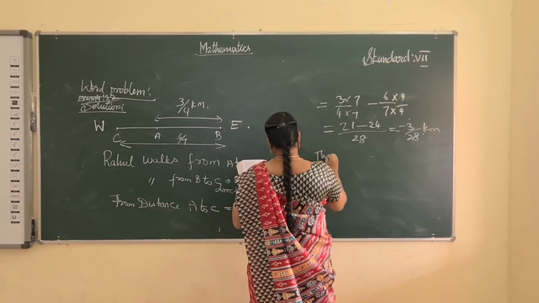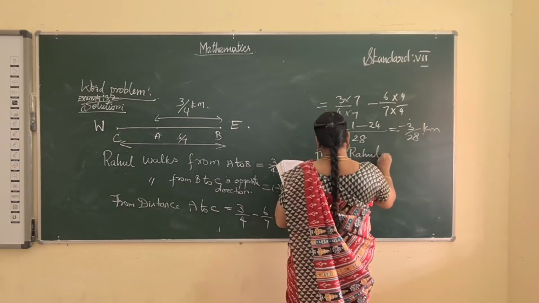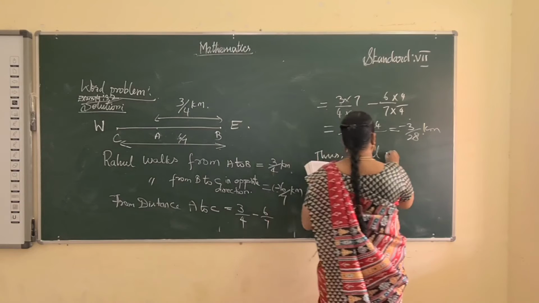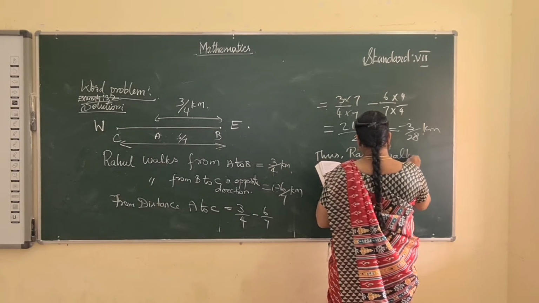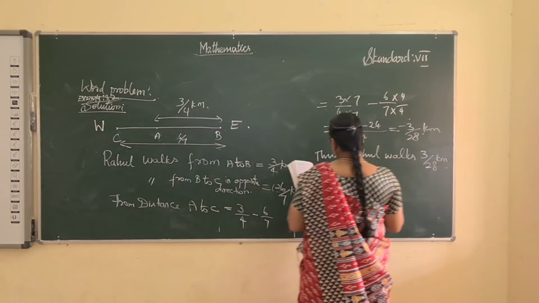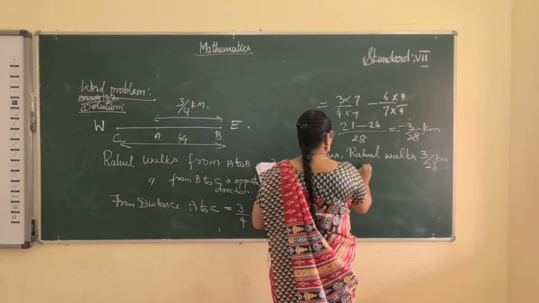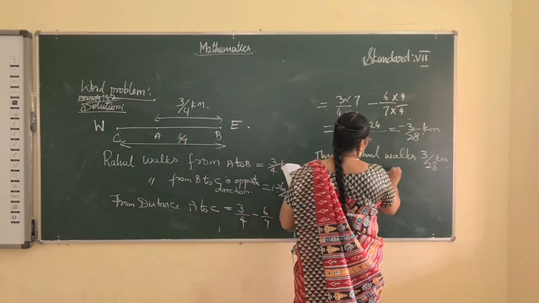Thus, Rahul walks 3 by 28 kilometer to the west from A.